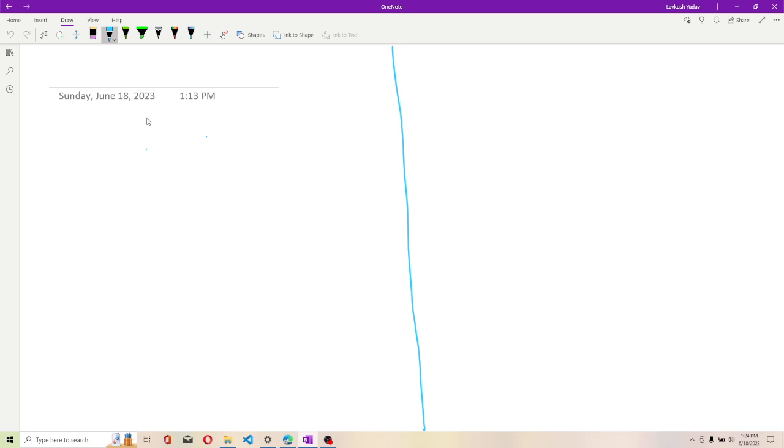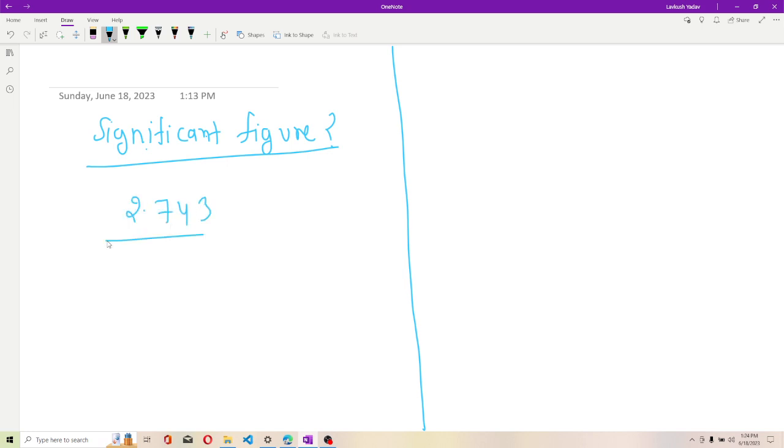So yeah, we'll start. We have understood the significant figure. What is a significant figure? We have already talked about 2.743. There are four digits which are significant in it because these are non-zero digits. There are rules we have already talked about, so we are not going to repeat them.